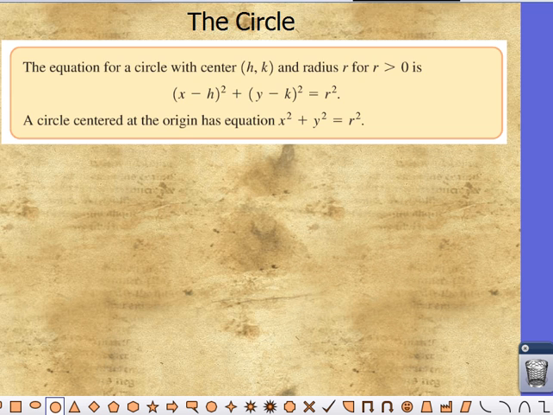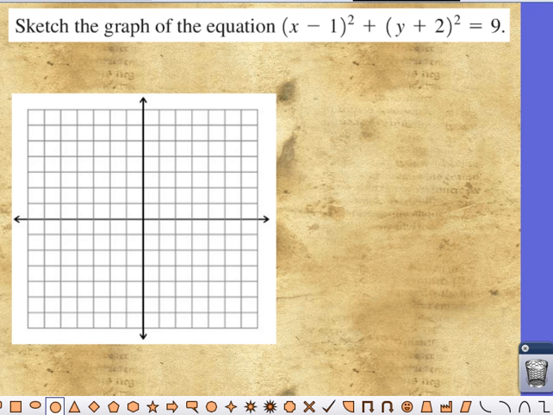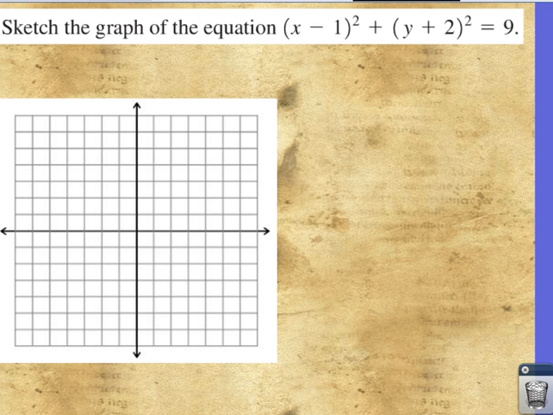First problem, sketch the graph of x minus 1 squared plus y plus 2 squared equals 9. Logan, the minus 1 on my x, how's that going to shift my center? Good. Allie, plus 2 is going to shift it... careful, y. Backwards. Actually down 2. So minus 1 is going to shift it to the right 1. Plus 2 is going to shift it down 2. It shifts it backwards from what you would think.